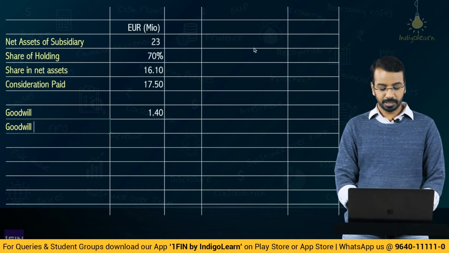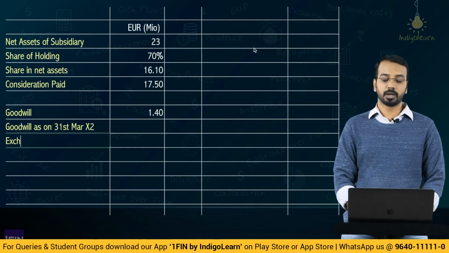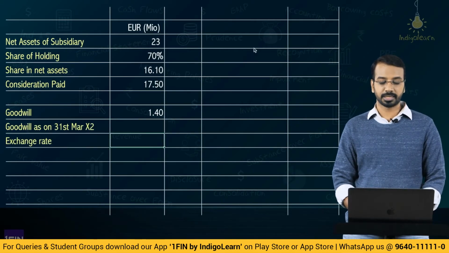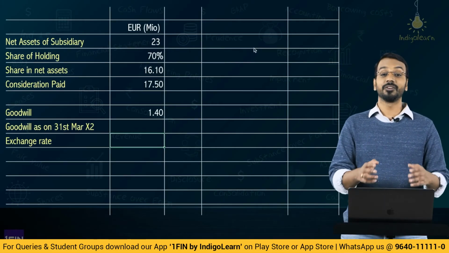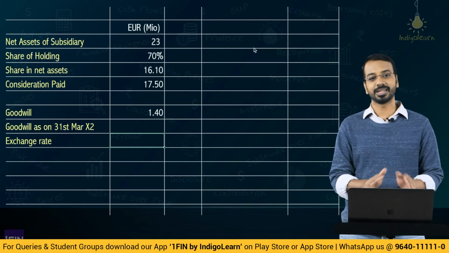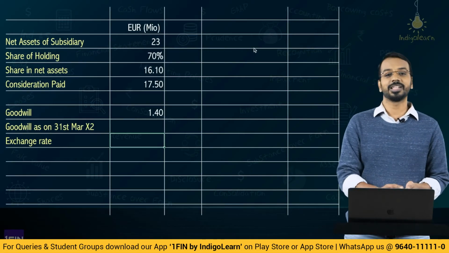So, goodwill as on 31st of March of year 2 is computed using the closing exchange rate. Now, why the closing exchange rate? All the assets and liabilities are converted using closing exchange rates. That is the reason. Calculation is done on the date of acquisition, but conversion considers the closing rate.